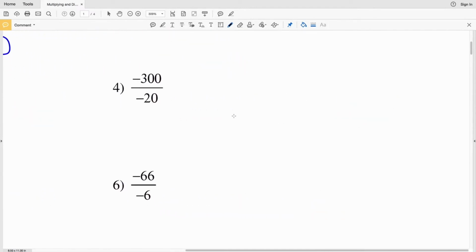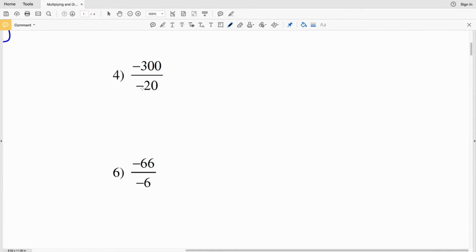Let's go on to number 4. We have a negative divided by a negative, so we know that's going to result in a positive. We can simplify this before we do the actual division. If we divide both the numerator by 10 and the denominator by 10, we're going to get negative 30 over a negative 2. So the zeros we can simply cross off since we had divided by the negative 10. So we have negative 30 divided by negative 2, which will result in a positive 15.